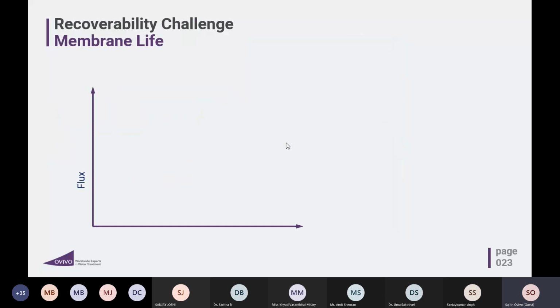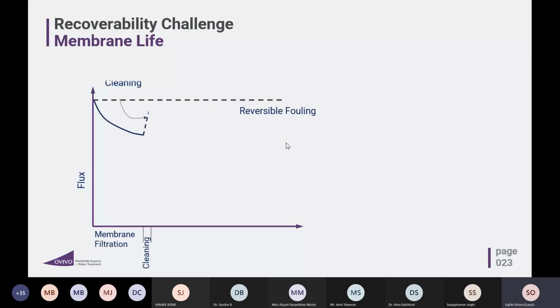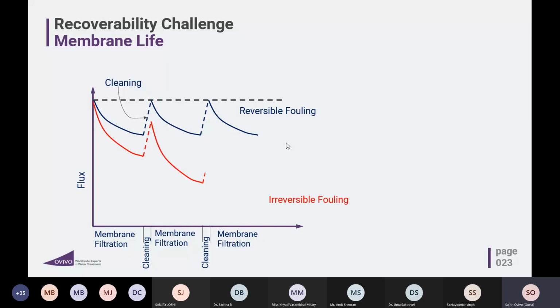And the membrane life, right? We talk about the membrane life. What typically happens is, you have a new membrane. You clean it, you recover it. Membranes are bound to foul or scale. If this is the scenario, it is good. It is reversible fouling. You operate the plant, TMP goes high, clean it, and again you are coming to the original position. Reversible fouling is good, but usually it becomes irreversible after somewhere around 2 to 3 years.